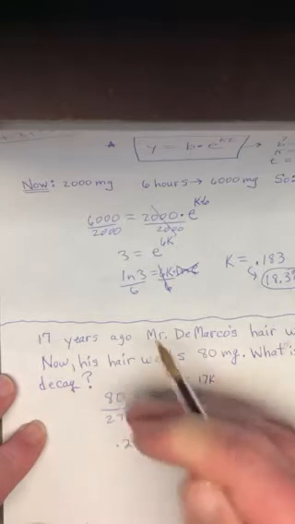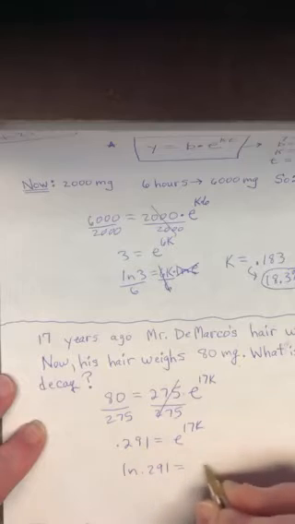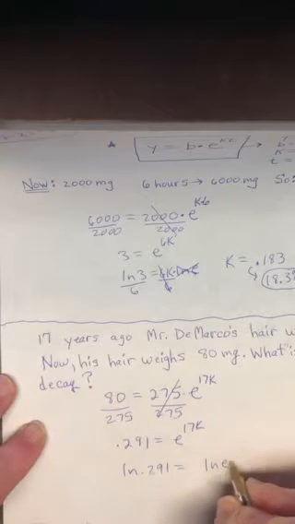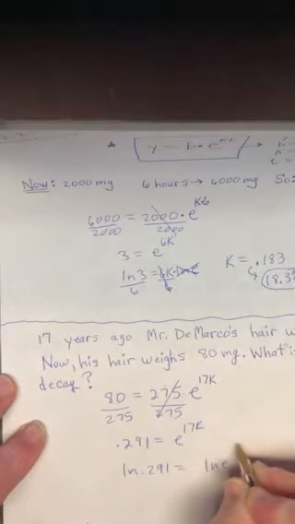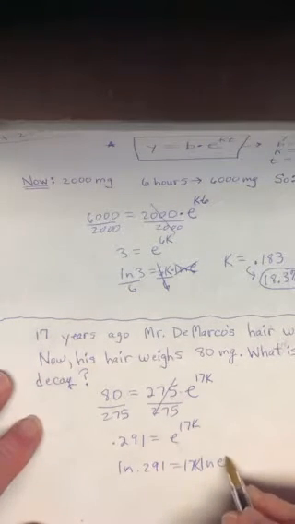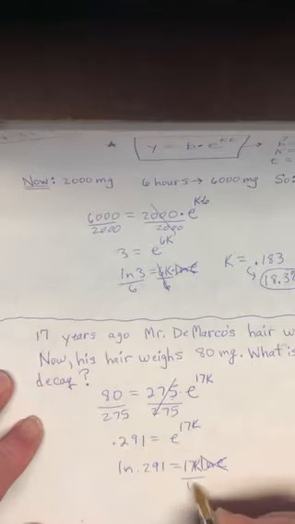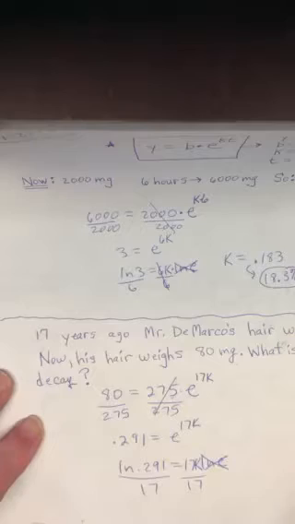So I'm going to log both sides. So the ln of 0.291 equals ln of e to the 17k power. That power goes out in front. And just like on the last problem, the ln e is irrelevant because it's really the number 1. So to get k by itself, I divide by 17.